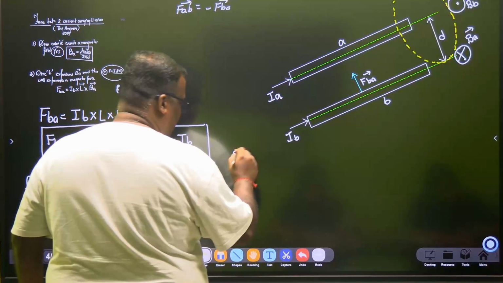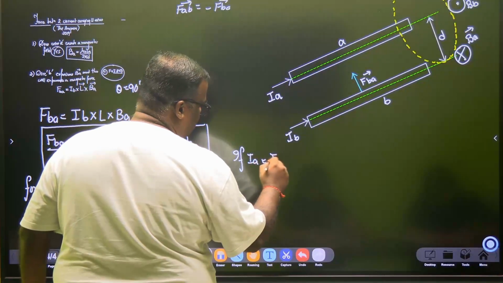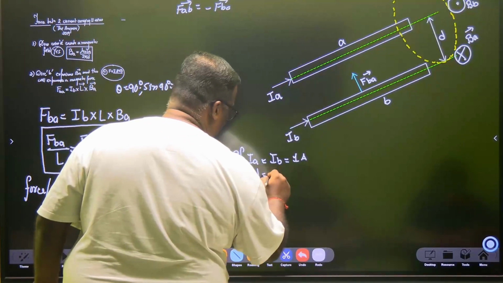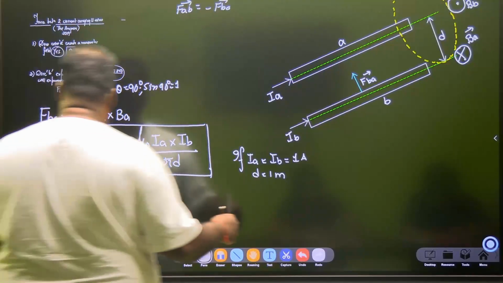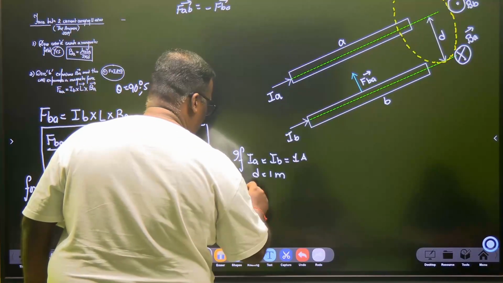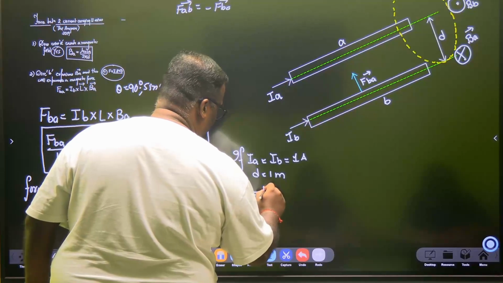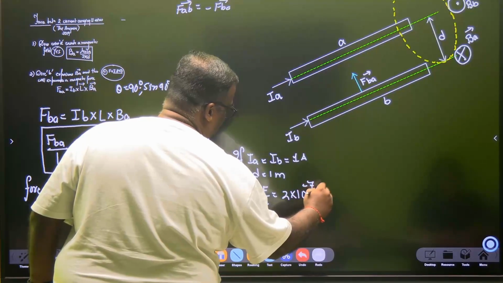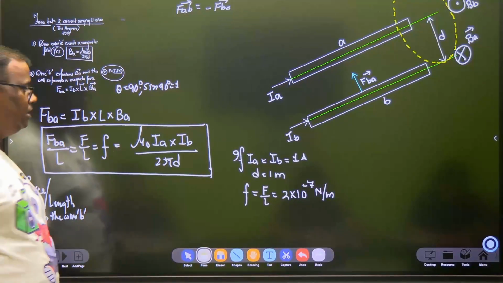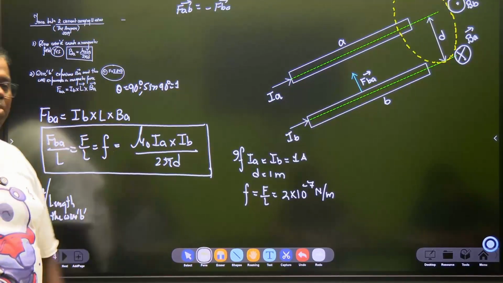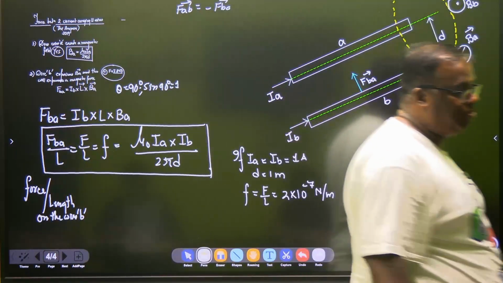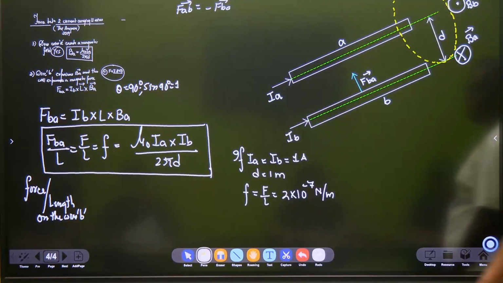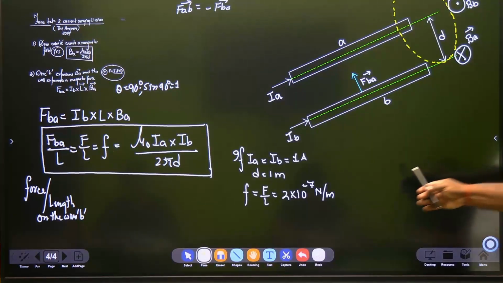Now, if you take IA equal to IB equal to 1 ampere, D taken to be 1 meter, mu naught you know the value, then you actually find out that F, which is equal to F by L, comes as 2 into 10 to the power minus 7 Newton per meter. You can do it. Mu naught by 4 pi is 10 to the power minus 7. So mu naught is 4 pi into 10 to the power minus 7. If we solve this, now are we in a position to define what is 1 ampere from this definition?